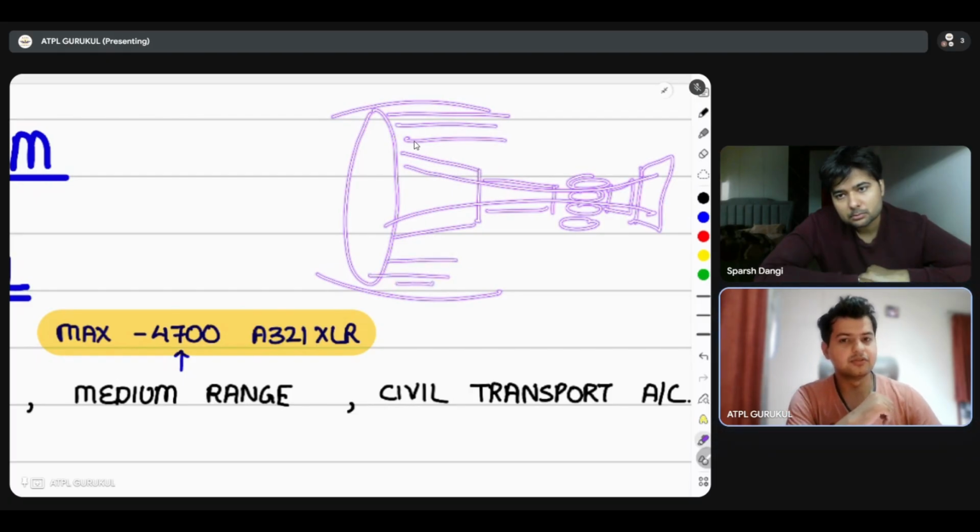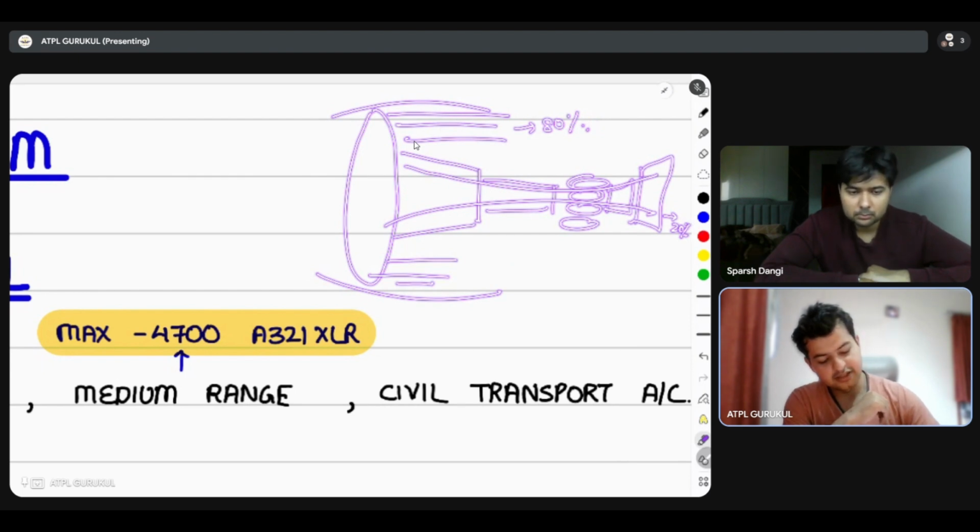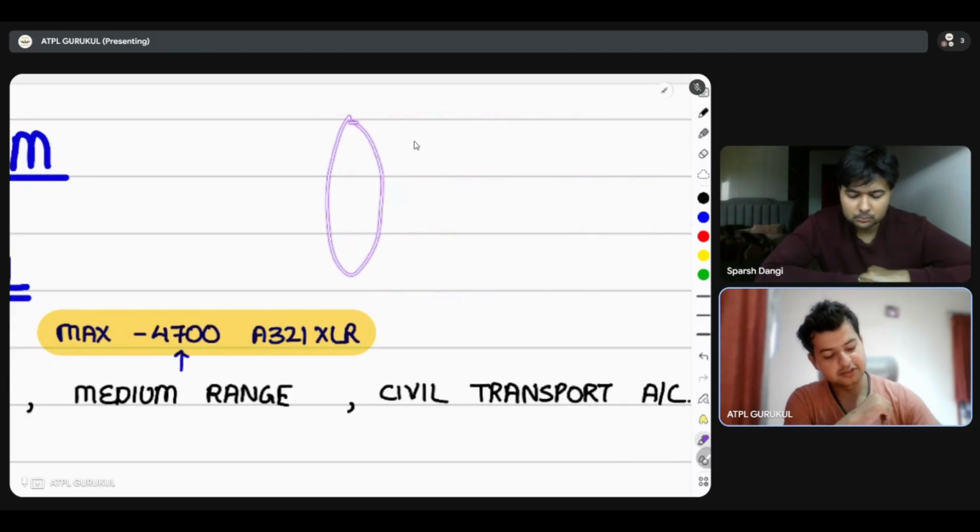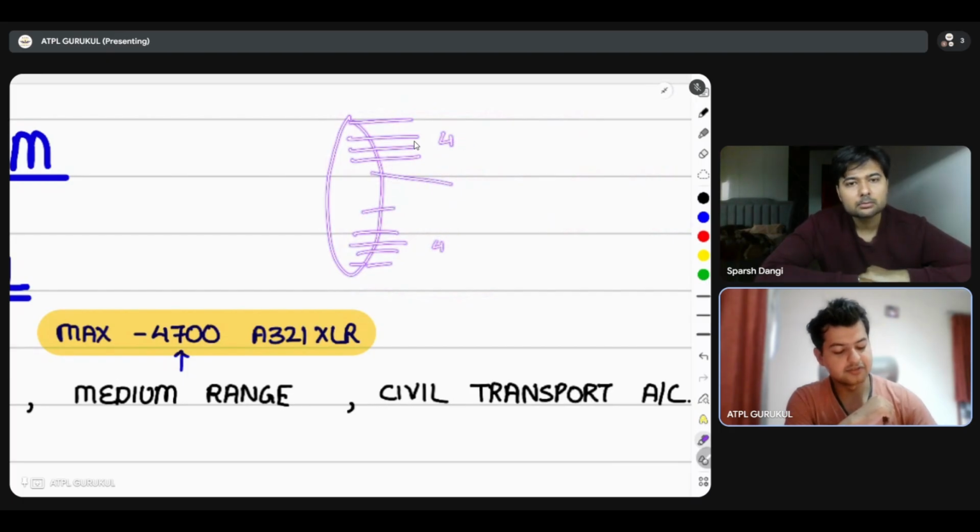Not all of the airflow goes through the core of the engine. The majority of the thrust is created by the bypass airflow. Around 80% of the thrust is created by the bypass airflow. The remaining 20% is created by the jet exhaust of the core of the engine. Now the ratio of the air that is bypassing, say 4 units of air in comparison to the 1 unit which is going inside. So in this case, what is the bypass ratio? 4 is to 1.